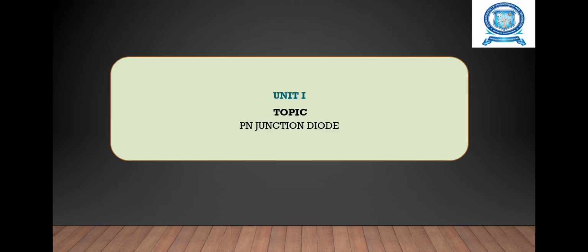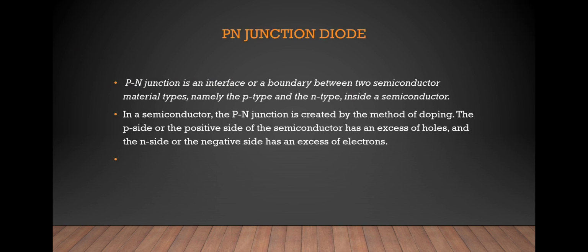PN junction diode. A PN junction is an interface or boundary between two semiconductor materials, the P-type and the N-type, inside a semiconductor. In a semiconductor, the PN junction is created by the method of doping.